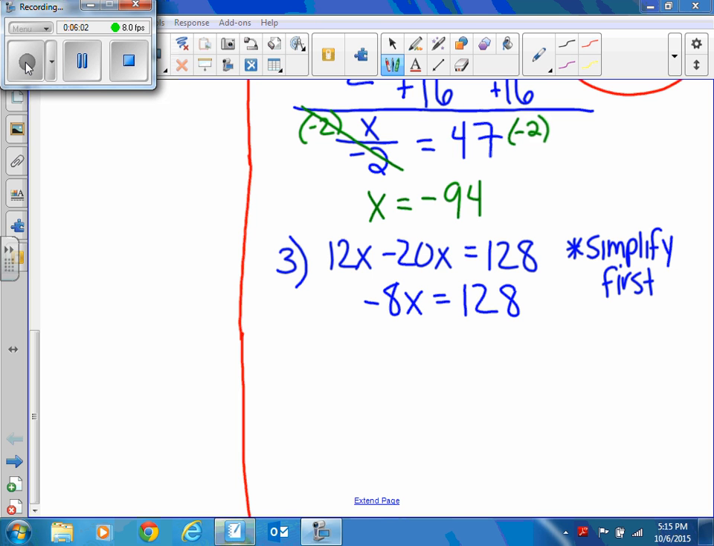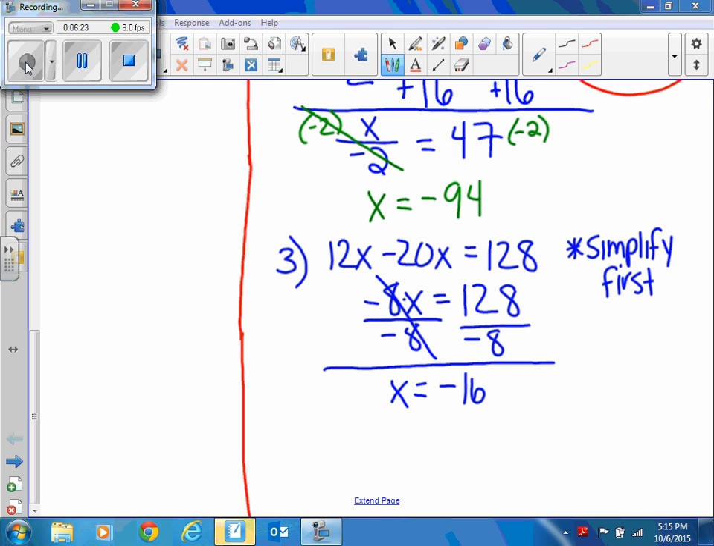Now we're back to a one-step equation. We have a negative 8 times x. So we know that we have to, in that case, divide. We're going to divide both sides by a negative 8. These two negative 8s cancel. We're left with x. And 128 divided by a negative 8 is going to be a negative 16. So our answer, or our solution to that problem, is negative 16.